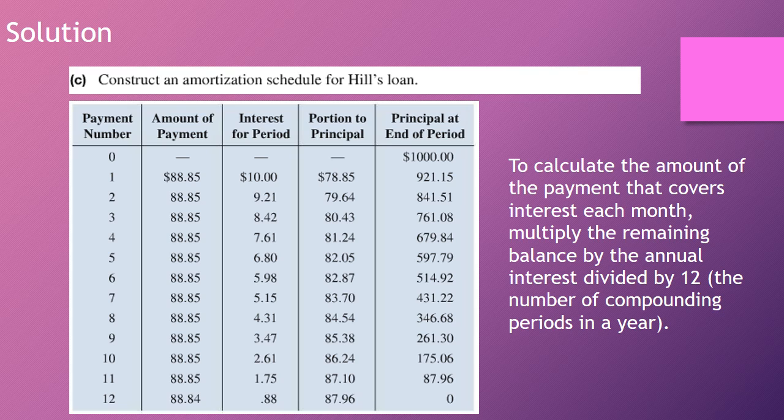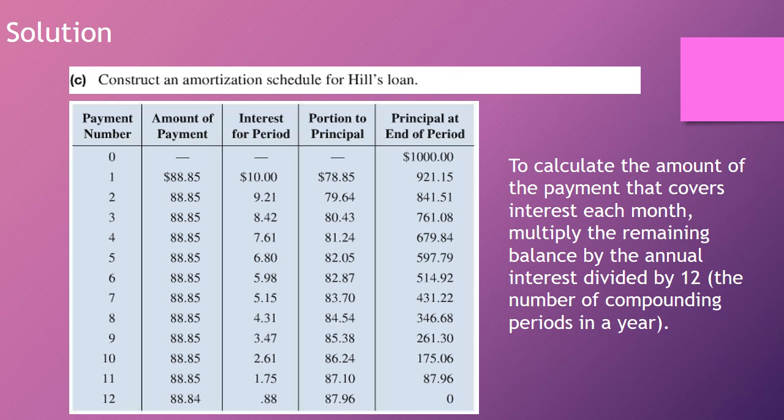Payment number 0 has nothing but principal. And then we put in the payments. That goes in column 1 after the payment number. Interest. How do we figure out that she has to pay $10 interest? Well, what you do is you take the principal at the end of the period, so the $1,000, and multiply it by the interest divided by the compounding period. So 1,000 times 0.12 over 12. That gives you the $10. You subtract that from the $88.85, and that tells you the rest is going to go to principal. And then you subtract that from the $1,000, and that gives you the principal that's left, which is $921.15.